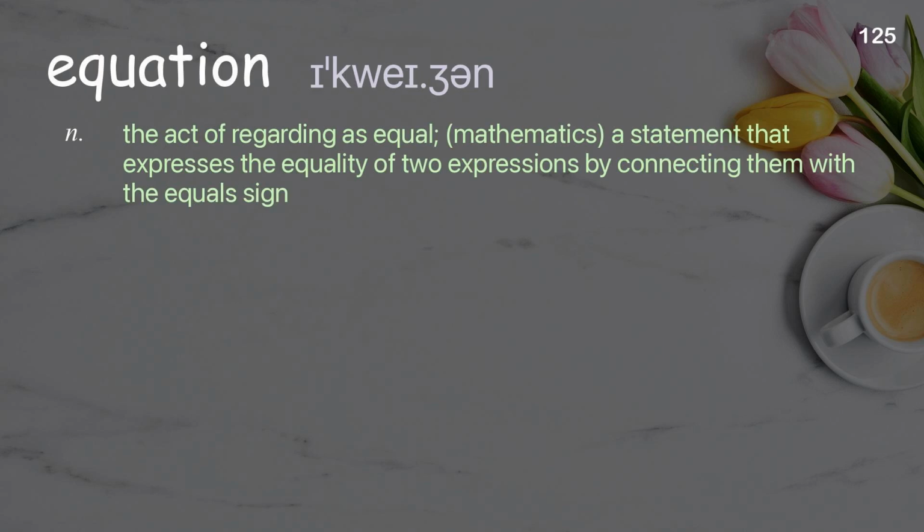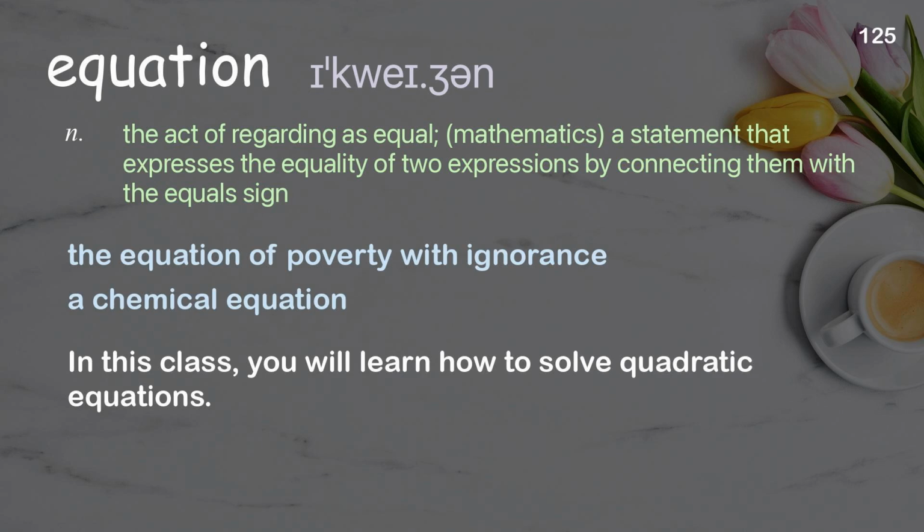Equation. The act of regarding as equal, mathematics, a statement that expresses the equality of two expressions by connecting them with the equal sign. Examples: The equation of poverty with ignorance. A chemical equation. In this class, you will learn how to solve quadratic equations.